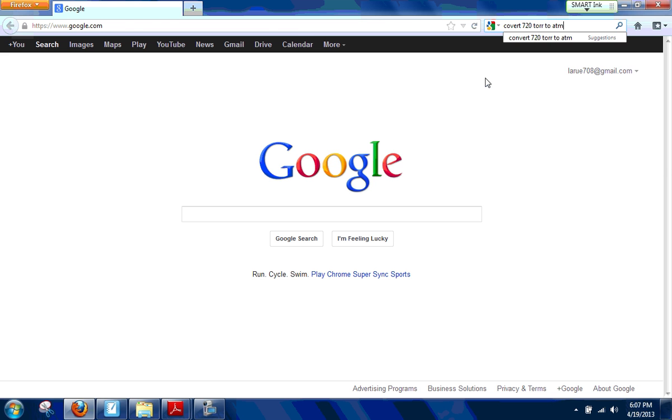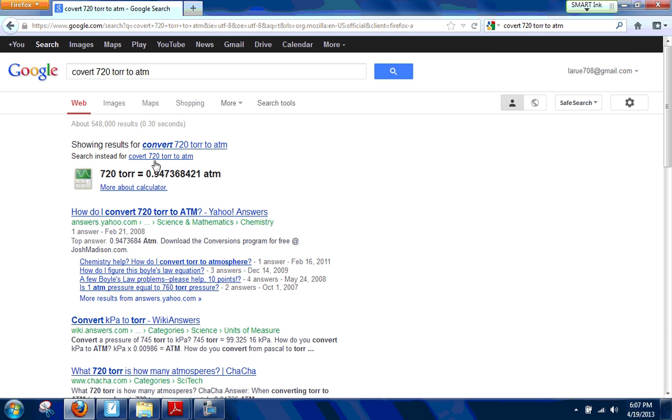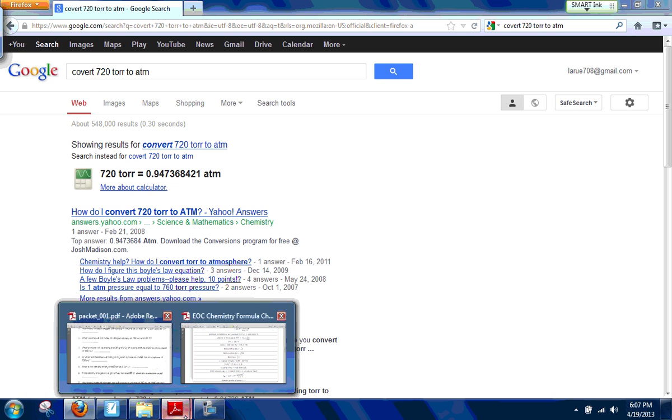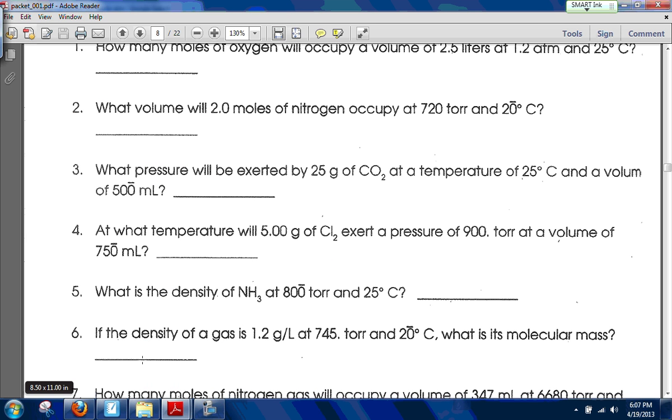To ATM. Google will go ahead and do it for us and tell us that it's 0.947368421 atmospheres. Or since we only have two significant figures, 0.95 atmospheres is close enough. So my pressure is 0.95 ATM.